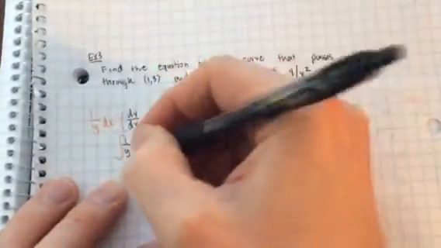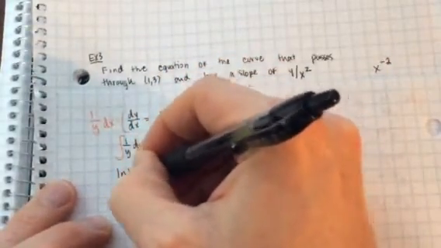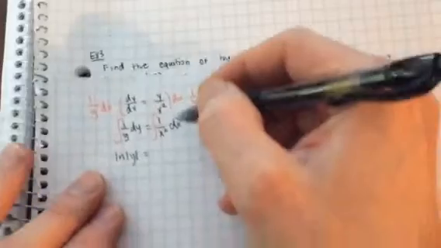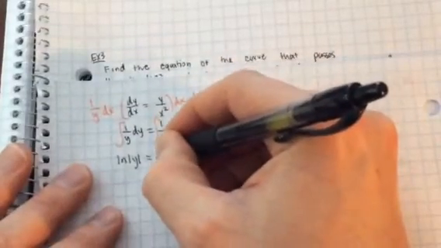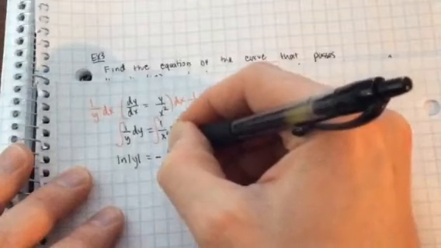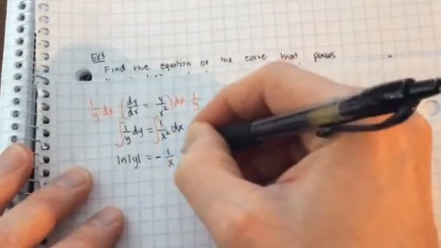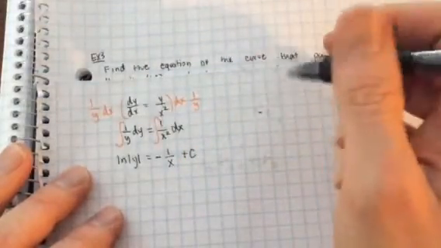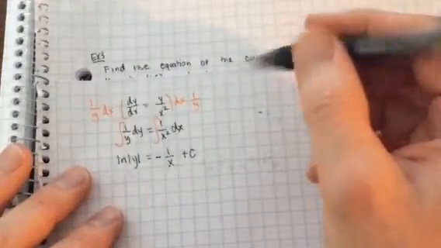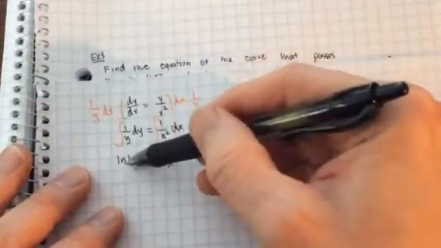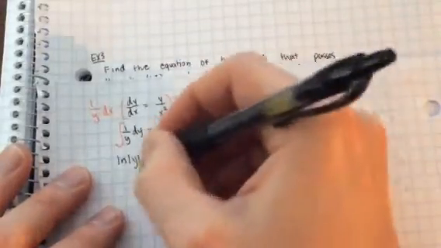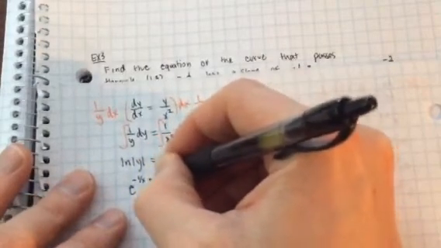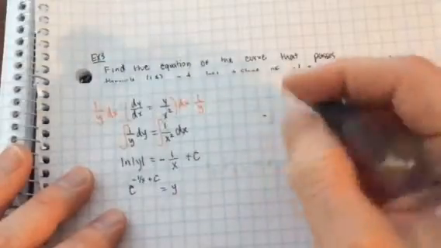So when I integrate 1 over y, this would be the ln of the absolute value of y. And that's equal to, so remember this is x to the negative 2 power, so we would add 1 and divide by that new number. So this is negative 1 over x, and then we would want to say plus c on that side. So now we want to make it say y equals. So we remember that e to the all of this is equal to y. So e to the negative 1 over x plus c, that's what y is equal to.